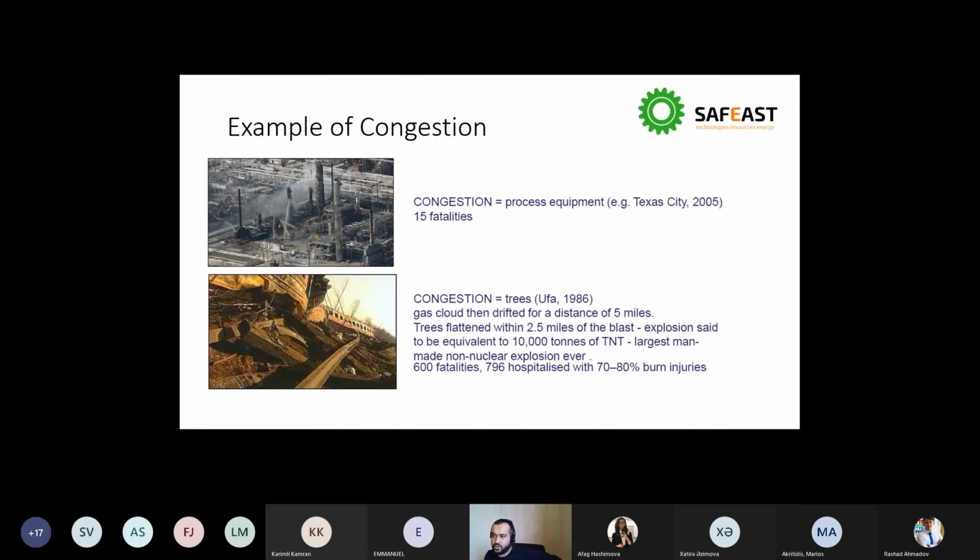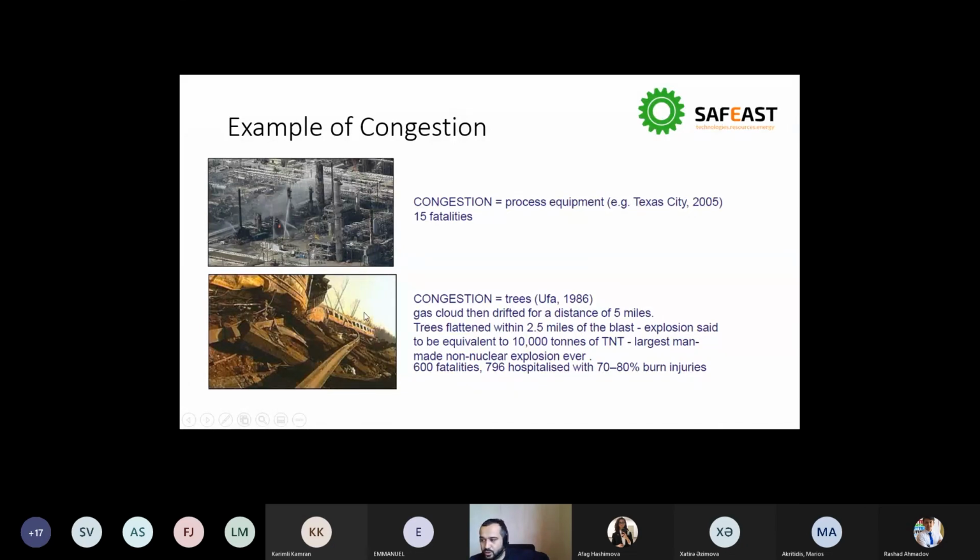So, an example of congestion. This happened maybe 15 years ago at the BP Texas refinery. There was an overflow of one of the atmospheric stacks, and due to congestion here, with process facilities, a distillation column, a pipe rack, etc., it resulted in overpressure, and this explosion killed 15 people. And another unique example is from Ufa, Russia.